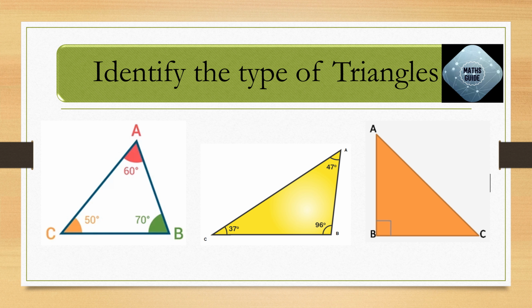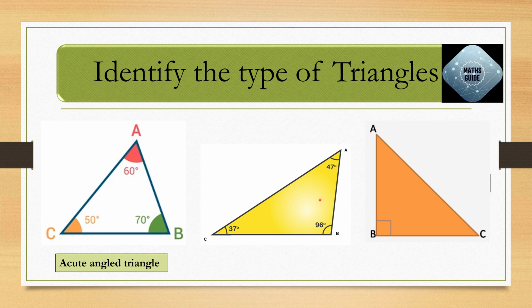Now let's identify the type of triangles with respect to angles. In this first triangle, all 3 angles are acute. Acute angles are those angles in which the measurement of angle is less than 90 degrees. All the 3 angles are less than 90 degrees. It means all 3 angles are acute. That's why this is an acute angle triangle.